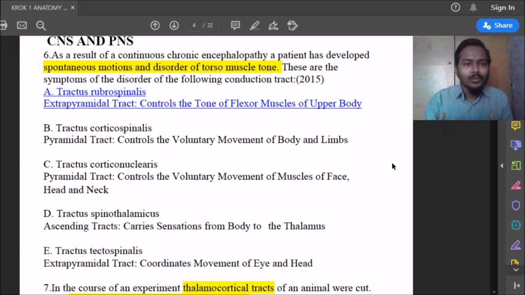So especially this tract helps to control flexion and tonus of the upper body muscles. Also, you can read the other options and why they are not the correct answer. For example, the corticospinal tract, which is a pyramidal tract, is used for control of voluntary movement of the body and limbs, like fine movements. For flexion and tonus of the upper body, the tract is an extrapyramidal tract, the tractus rubrospinalis.